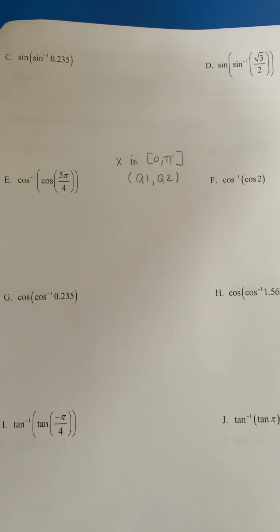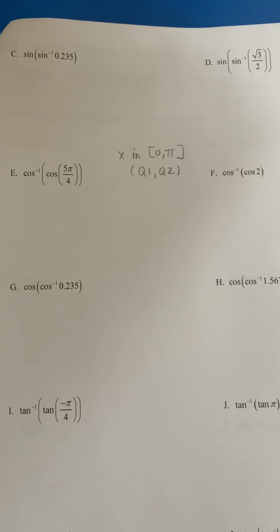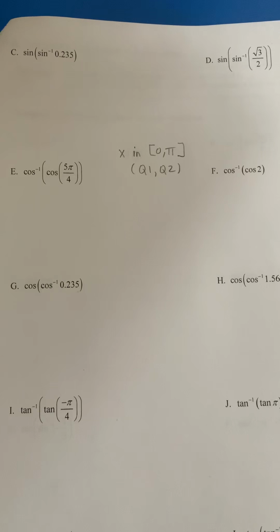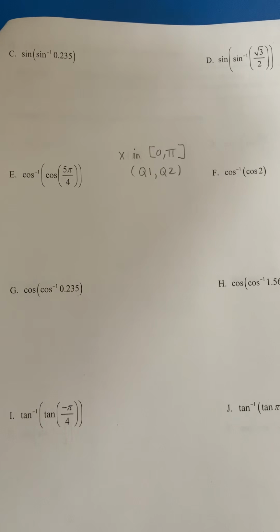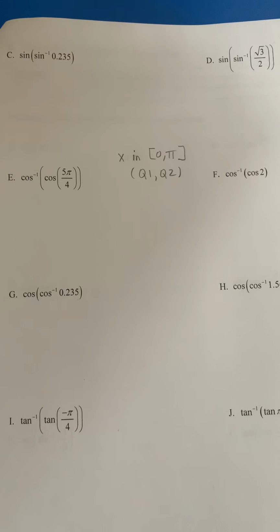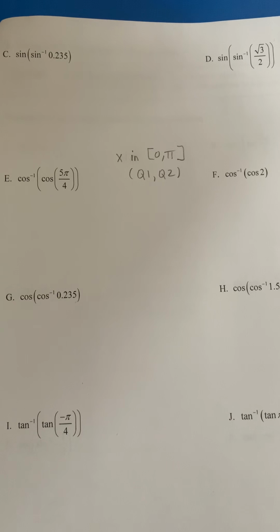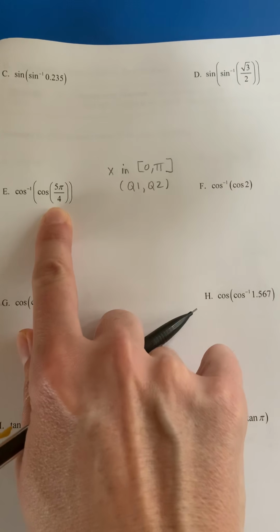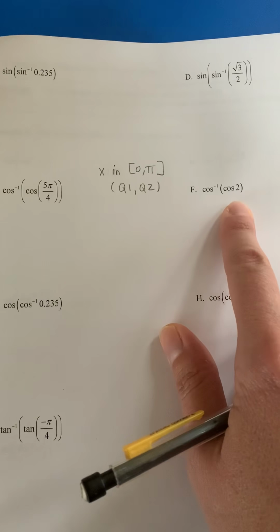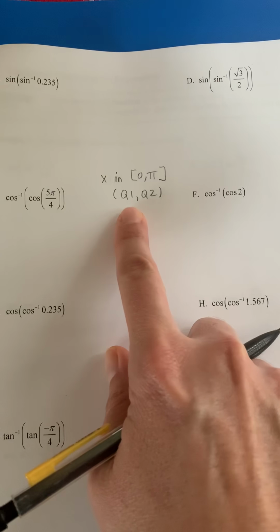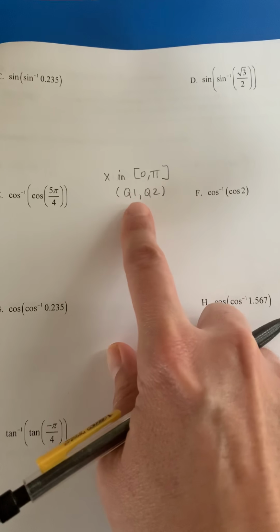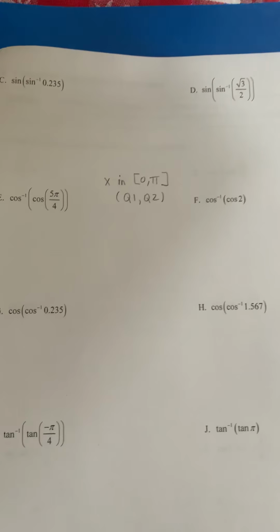We're going to look at example 4E and F in our section 2.3 notes. In order for the cosine inverse to cancel cosine, we need our value x, or the angle that we're looking at in both of these cases, to be somewhere between 0 and pi, or in quadrants 1 and 2.